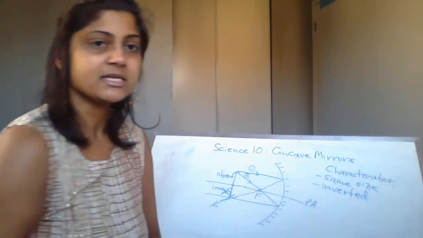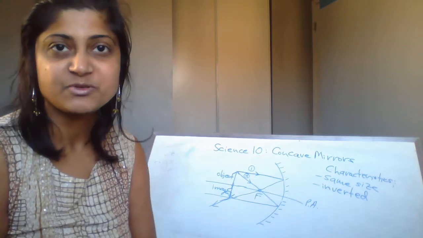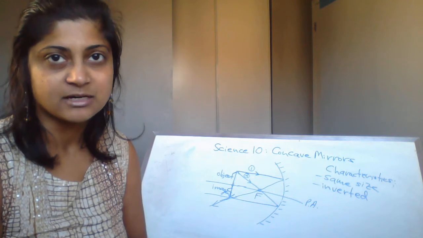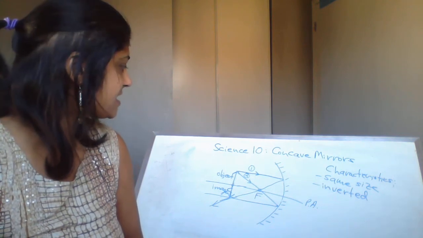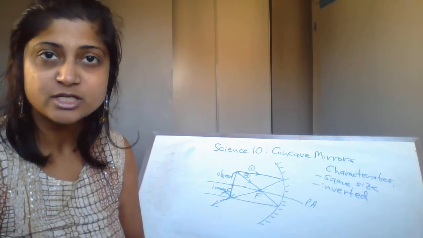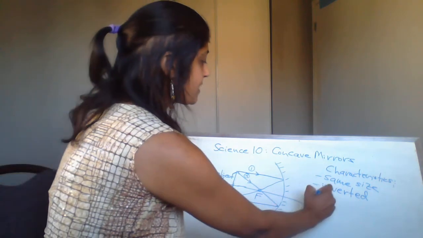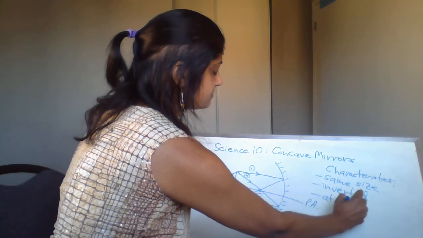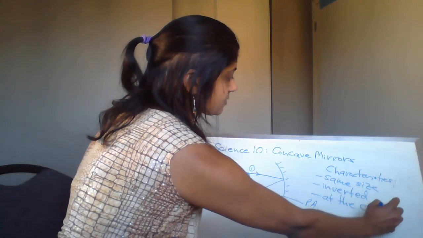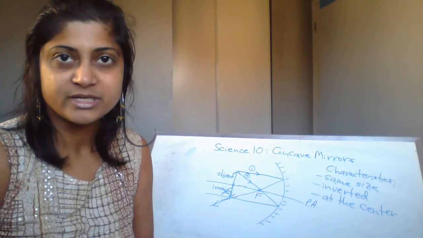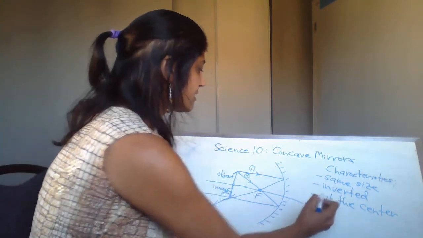Which was the same case as the scenario that we looked at just before this one. Inverted just means that it is upside down. And the next thing I notice is the location. Where is the image actually forming? The image is forming at the center. And make sure you're looking at your ray diagram. It should be very accurate here.